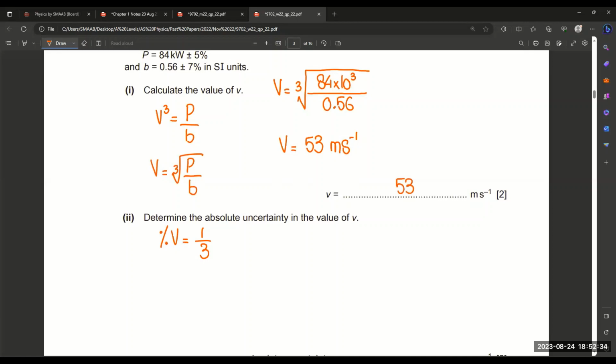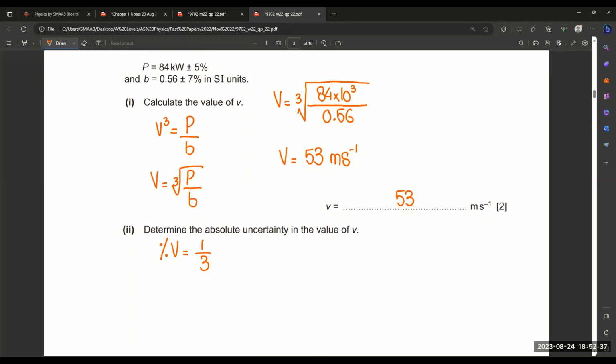So now, what are their percentage errors? The first one is 5% and then 7%. Again, we know that both values are divided by each other, so we are not going to divide. What we need to do is add: 5% error plus 7% error, right?